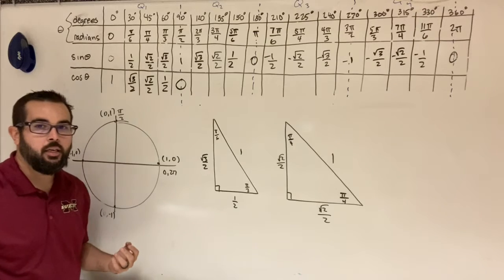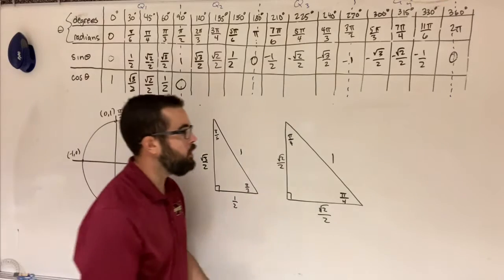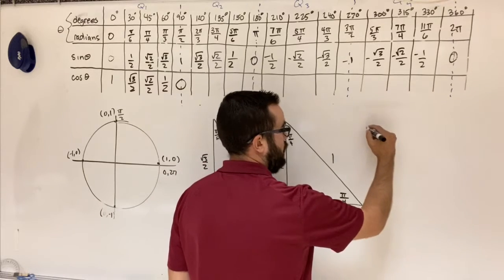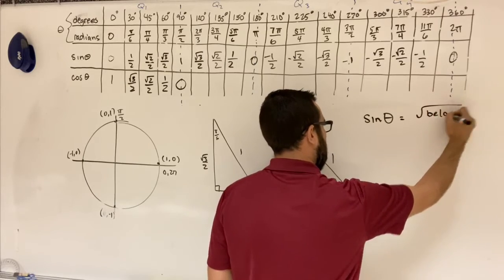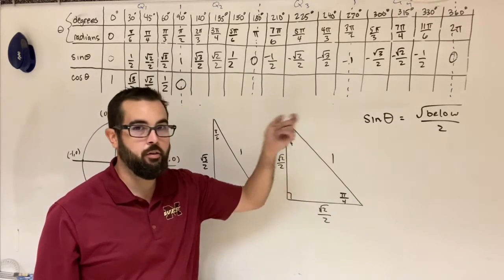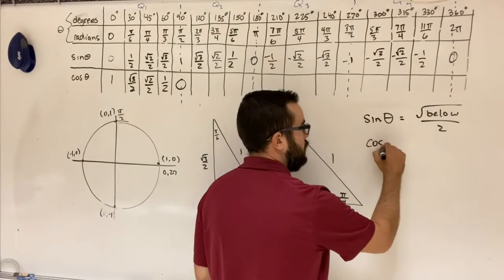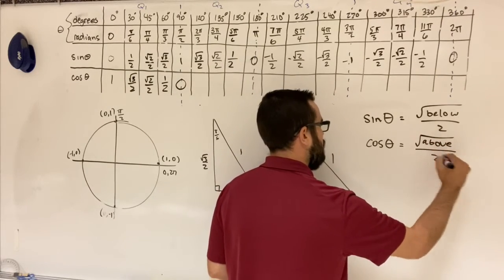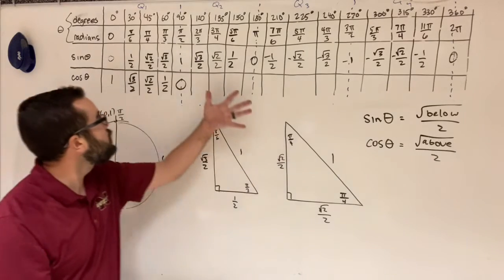And if you remember in class, I introduced the hand trick once we got the first quadrant. All right, so I'll do it again. I'm not going to redraw the hand. You guys have the picture of that hand. So I'm kind of shortening it here. The sine theta, remember, is the square root of the fingers below the folded finger divided by 2. Cosine is just the square root of the fingers above divided by 2. Okay, so let's see if that works.